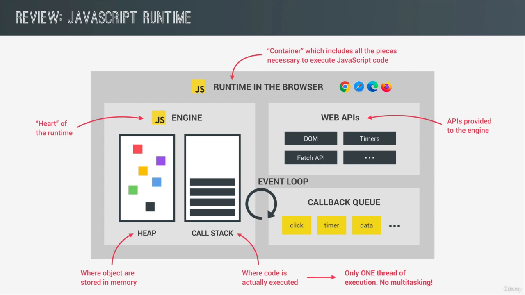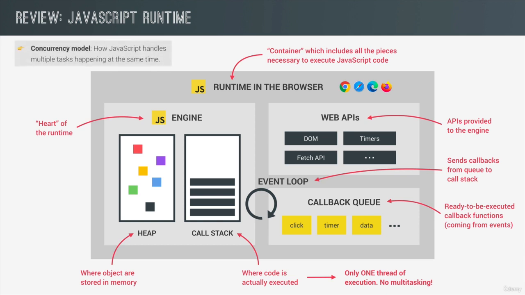Next up, there is the callback queue. And this is a data structure that holds all the ready-to-be-executed callback functions that are attached to some event that has occurred. Finally, whenever the call stack is empty, the event loop takes callbacks from the callback queue and puts them in the call stack so that they can be executed. So the event loop is the essential piece that makes asynchronous behavior possible in JavaScript. It's the reason why we can have a non-blocking concurrency model in JavaScript. And a concurrency model is simply how a language handles multiple things happening at the same time.